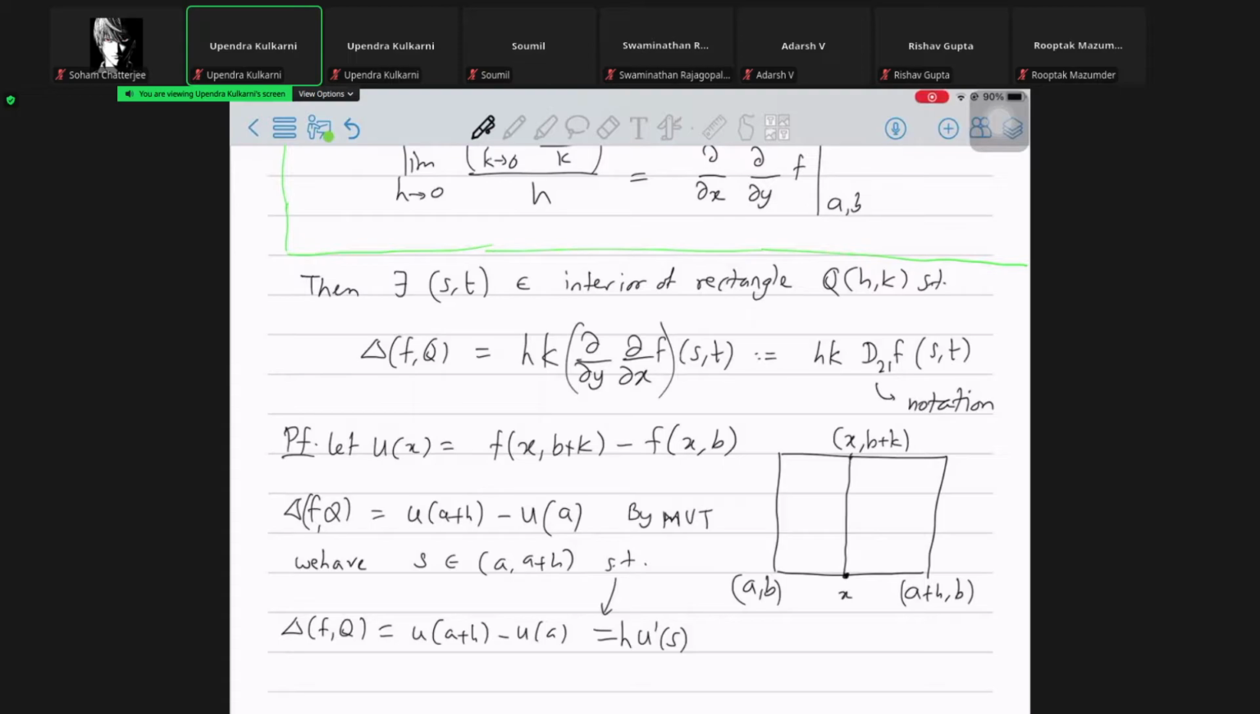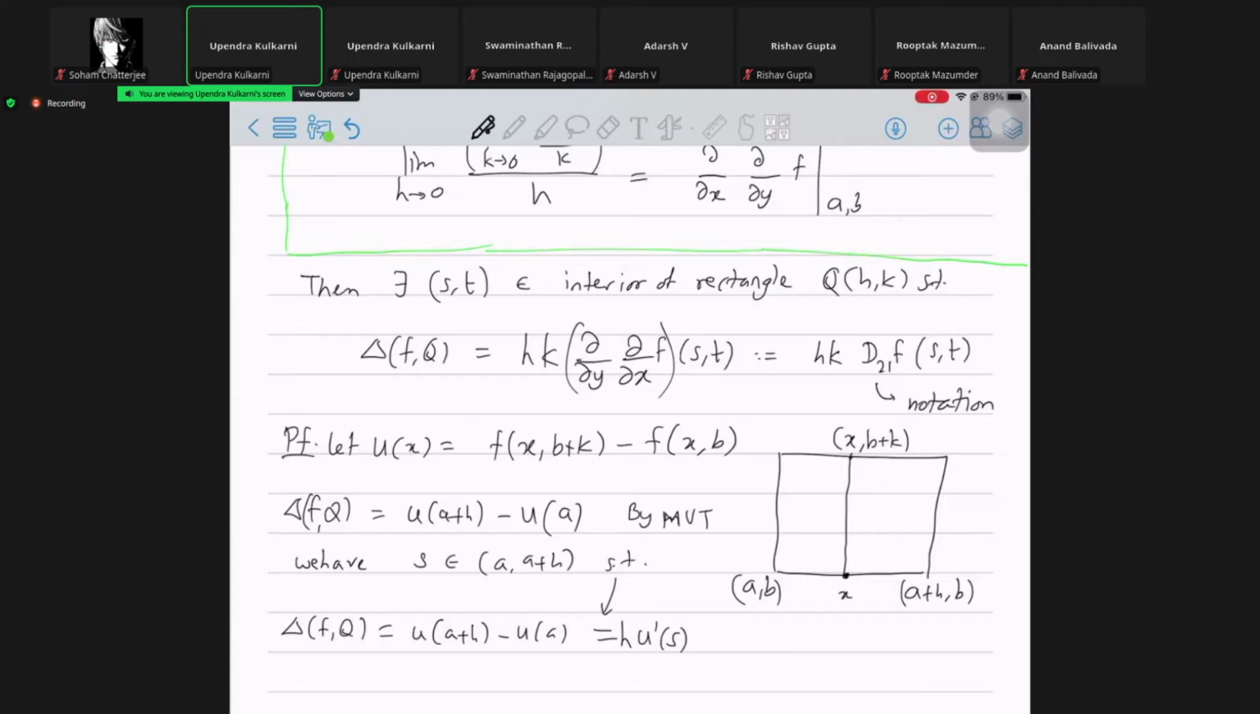Recording in progress. Okay, so we have obtained h u prime of s. So let's go further. Now let's look at u. What does it mean to take the derivative of u as a function of x? Remember, u is just a difference between f of (x, b plus k) and f of (x, b). So what does it mean to take the derivative of u with respect to x? Well, it's a difference between two things.